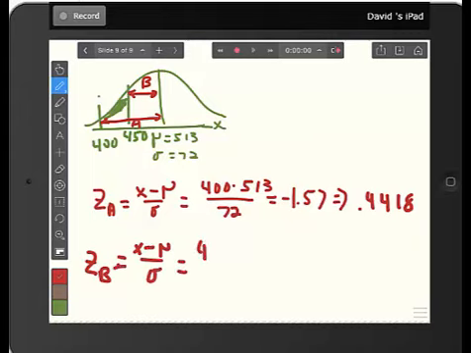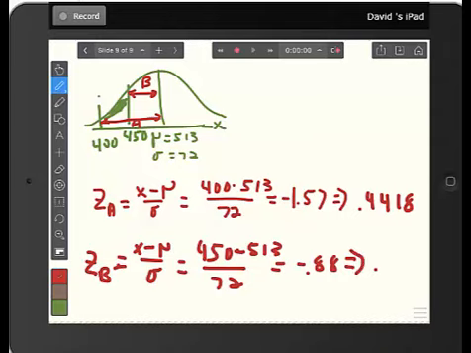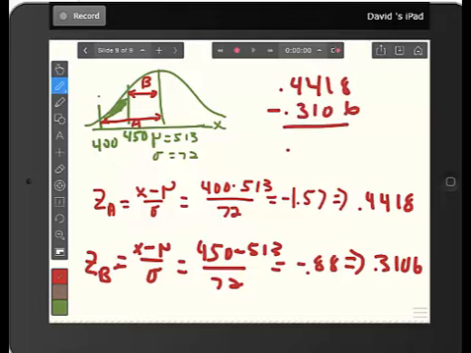And for area B, again the number of standard deviations from the mean, this time it's 450 minus 513 over 72, and that's minus 0.88, so not quite a standard deviation below the mean, and we get 0.3106. And so that's area B. And of course, to get the area of interest, we have to take the difference between those. 0.4418 minus 0.3106 is 0.1312. And that'll be the answer for that part.